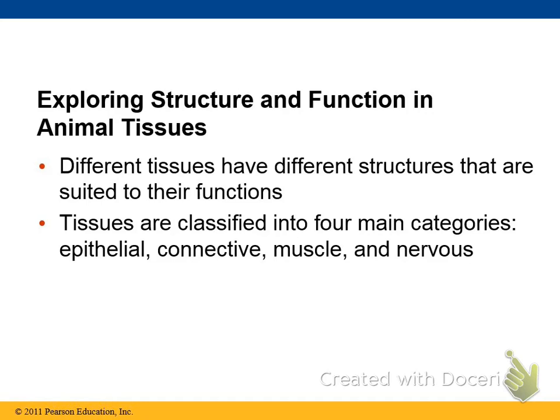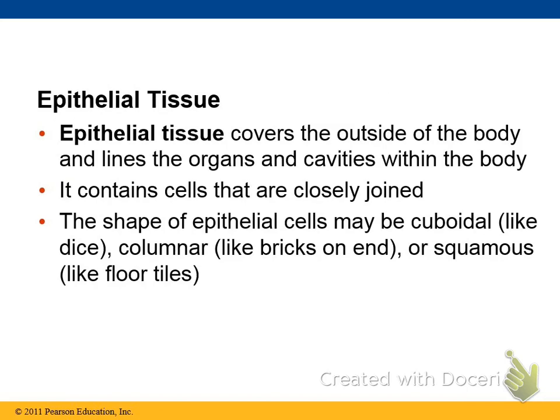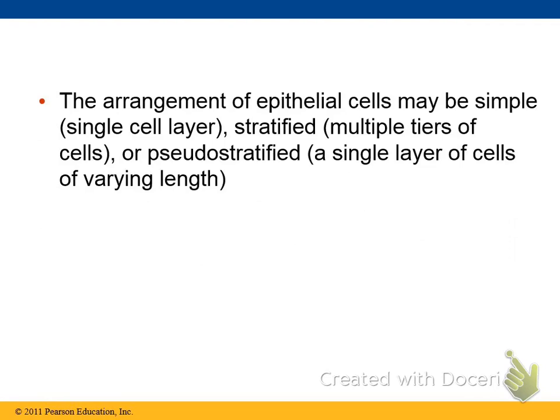Tissues are classified in 4 main categories: epithelial, connective, muscle, and nervous. Epithelial tissue covers the outside of the body and lines the organs and cavities within the body. It contains cells that are closely joined. The shape of epithelial cells may be cuboidal, like a dice, columnar, like bricks on end, or squamous, like floor tiles. The arrangement of the epithelial cells may be simple, single-cell layers, stratified, multiple tiers of cells, or pseudostratified, a single layer of cells of varying length.